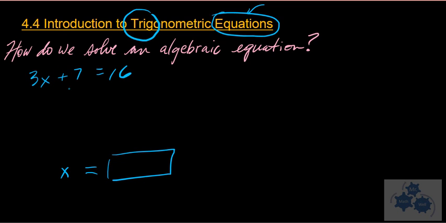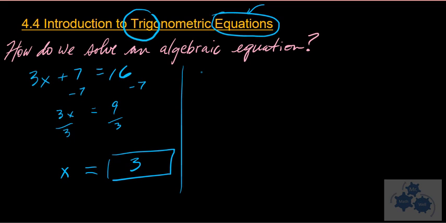So we do that here. We subtract 7 from both sides. We get 3x equals 9. Then we divide by 3 on both sides to get x all by itself. And here you have x equals 3. Okay? So that's a simple algebraic equation, one you've been doing for years and years and years.